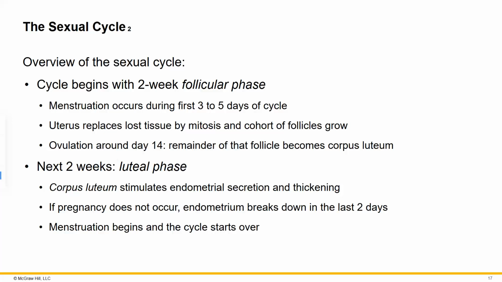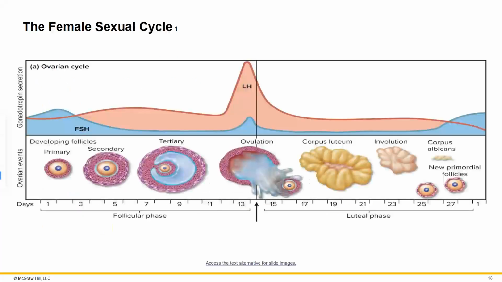The cycle begins with the 2-week follicular phase. Menstruation occurs during the first 3 to 5 days of the cycle. The uterus replaces lost tissue by mitosis, and a cohort of follicles grow. Ovulation occurs around day 14, and the remainder of that follicle becomes the corpus luteum. The next 2 weeks are the luteal phase. The corpus luteum stimulates endometrial secretion and thickening. If pregnancy does not occur, the endometrium breaks down in the last 2 days. Menstruation begins and the cycle starts over.